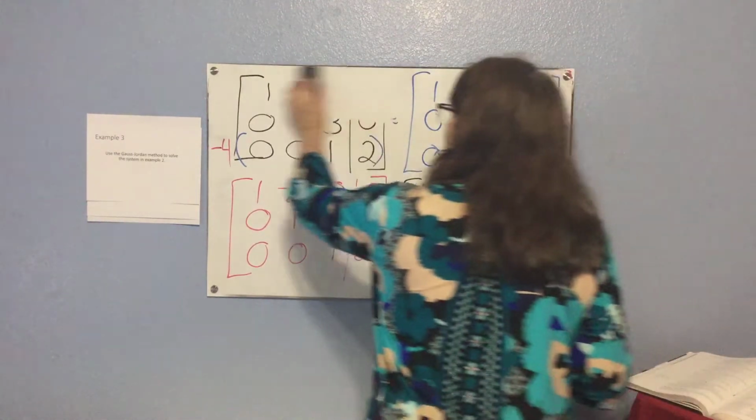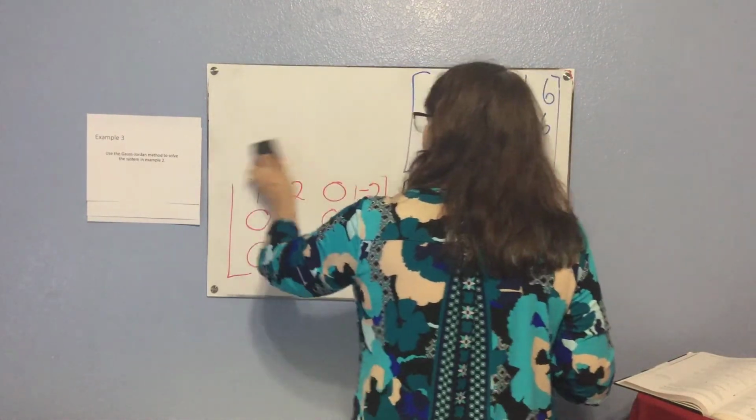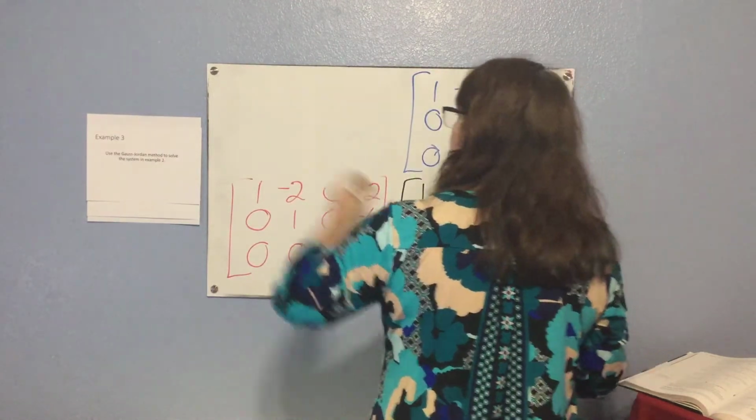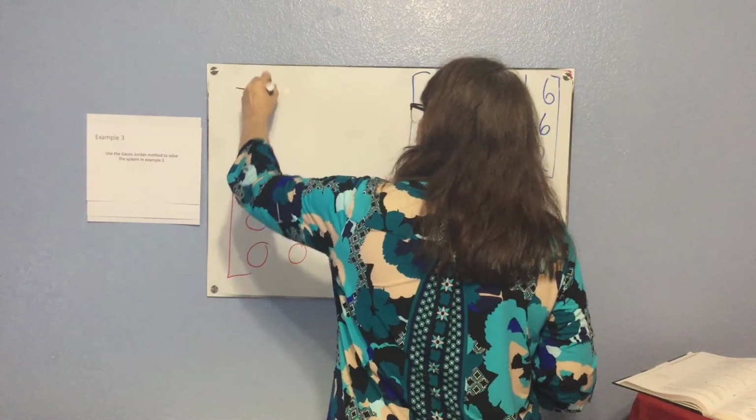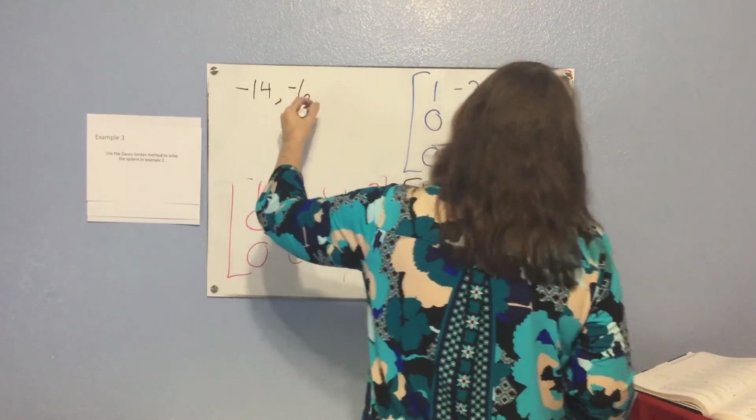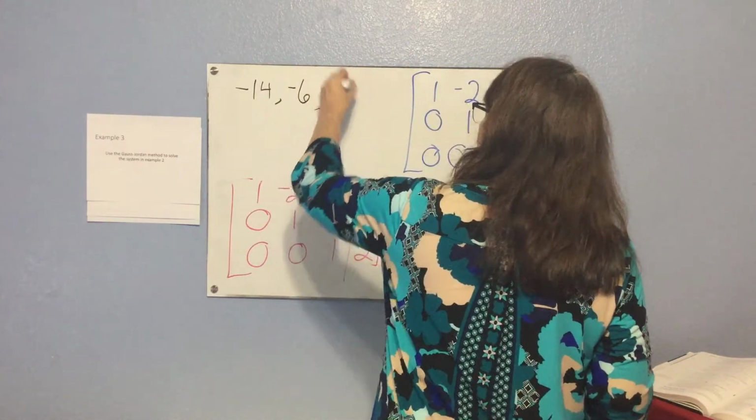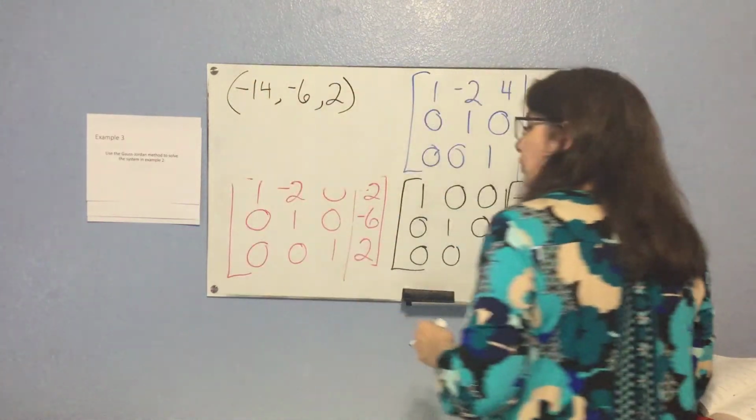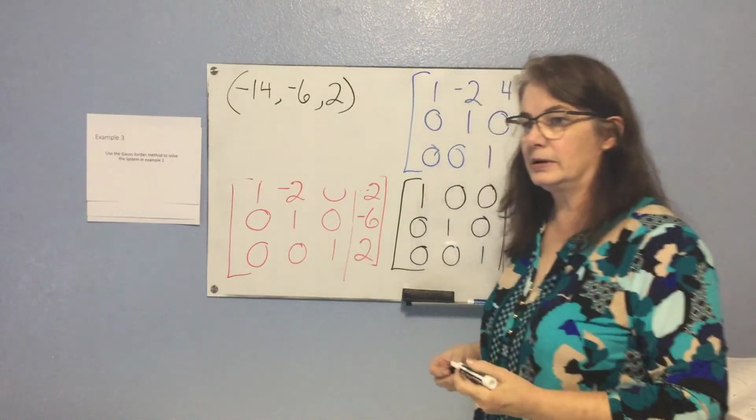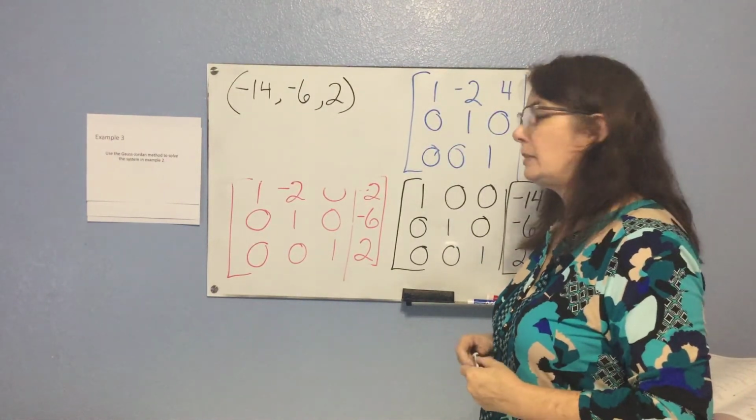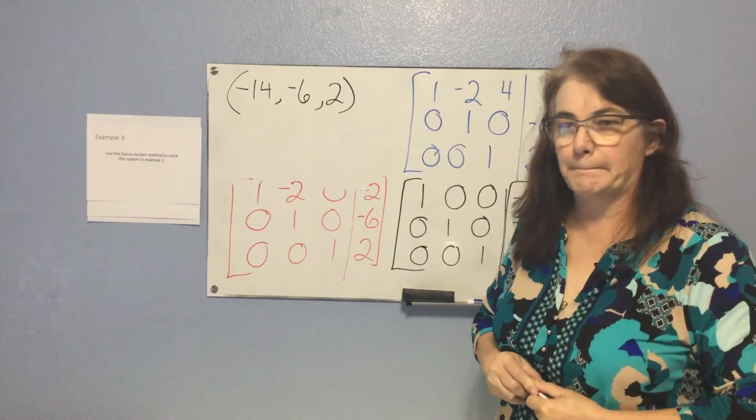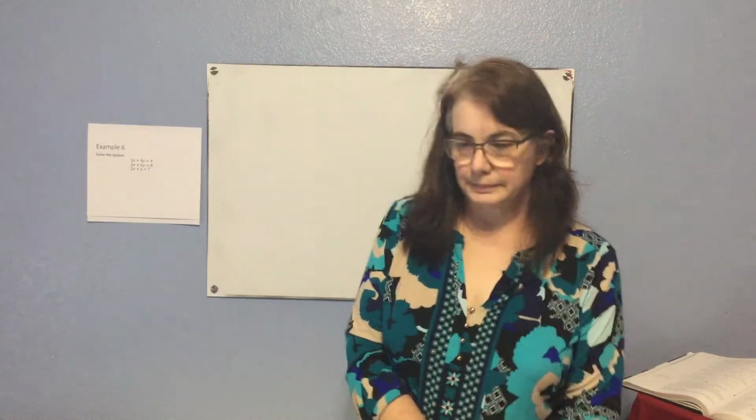And if you recall from our last example, our solution set was -14, -6, and 2. Write it as an ordered triple, alphabetical order, and you may use whichever method you prefer. Pause the video now and work on checkpoint 5.